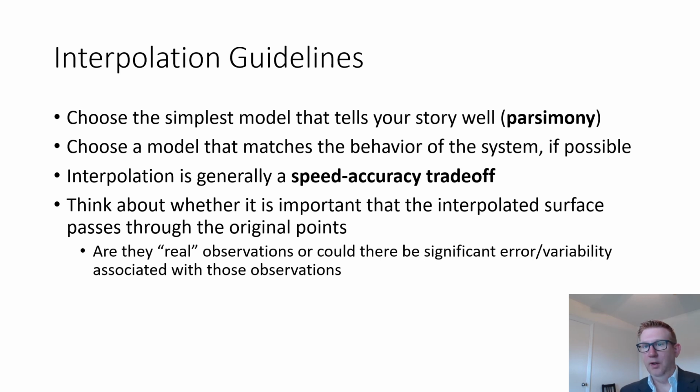Think about whether it's important that the interpolated surface passes through the original points, and that's probably the most important one. You need to consider whether the observations that you're looking at are true, hard. It's really important that we regard those things as exactly correct. We want to be able to definitely get those values back out of our surface if we run these kinds of tools. Or do we imagine that there's some error, some uncertainty, some probability associated with what our data represents? In which case it's not so important that a resulting surface passes through those points.